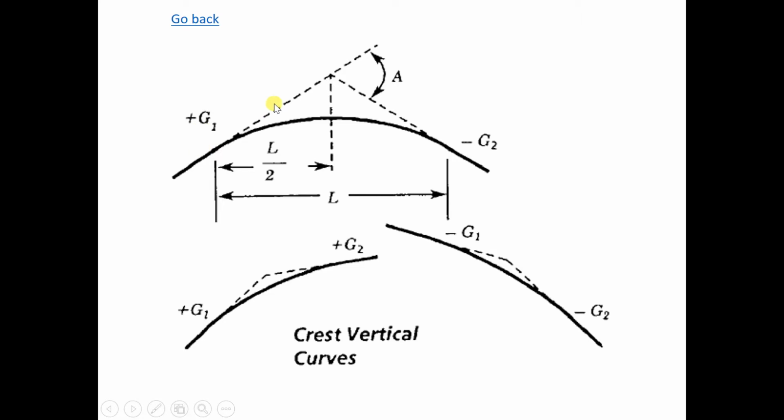Usually it can go uphill, go downhill. The first case is you have uphill and downhill, but in the second one, both of them are going uphill, just that G1 is steeper than G2. For the third one, it is also a crest curve, but the first part has a milder slope, G1 is milder, smaller compared to G2. G2 is a steeper slope going downwards.